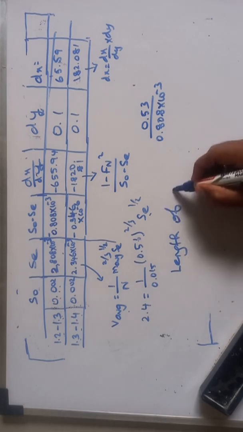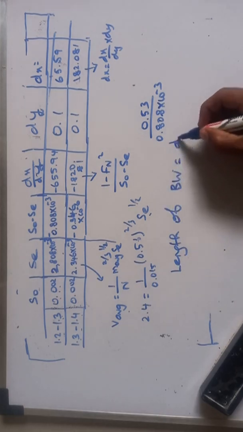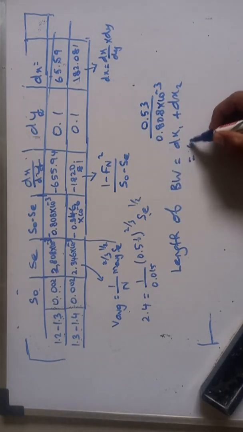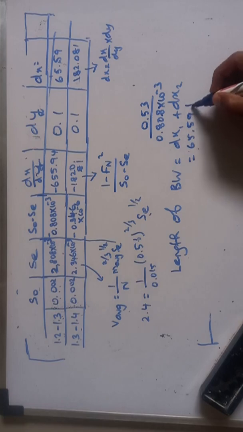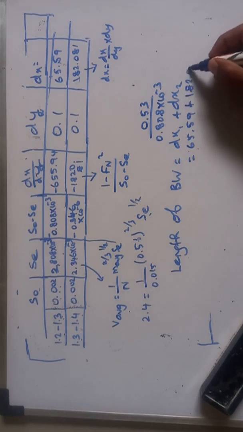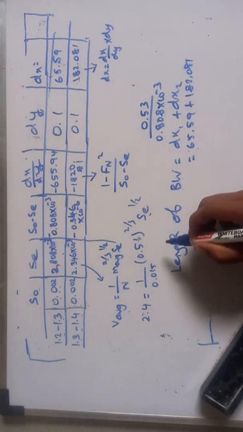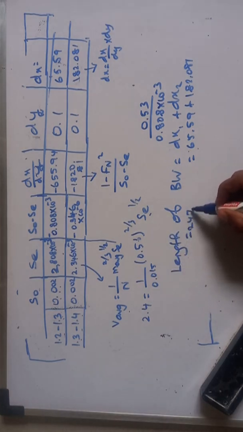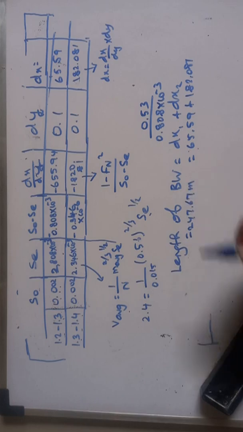If I add these two dx's, that is the length of backwater. Length of backwater is equal to dx1 plus dx2. dx1 value is 65.59, dx2 value is 182.081. If I add, I will get length of backwater equal to 247.67 meter. With this, I completed the problem in the direct step method. Now we will go for the standard step method, for a non-prismatic channel.